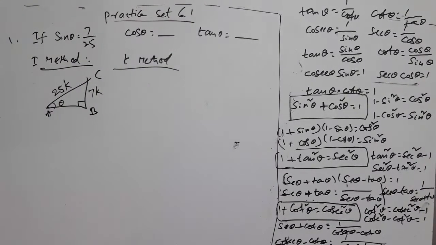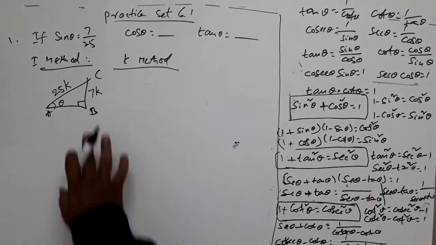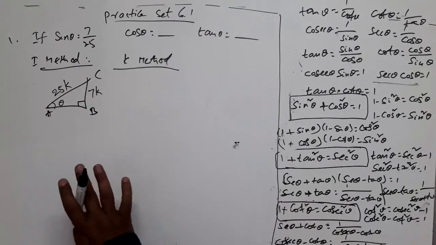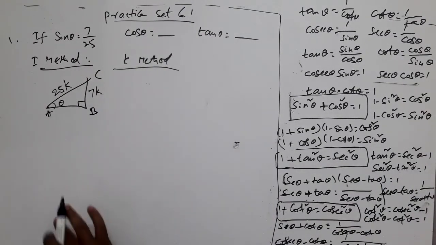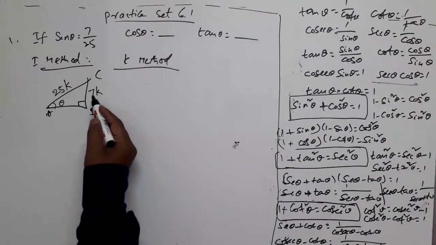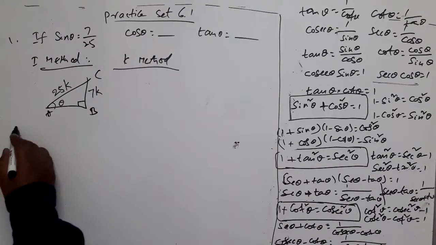7 by 25 is given, right? But you don't take directly 7 by 25. You involve proportionality constant k, right? Take 7k, 25k.